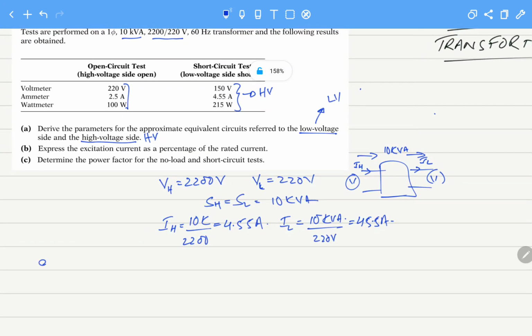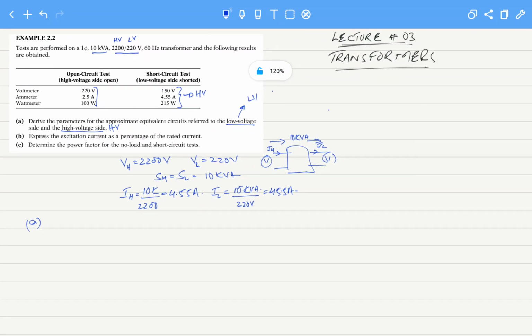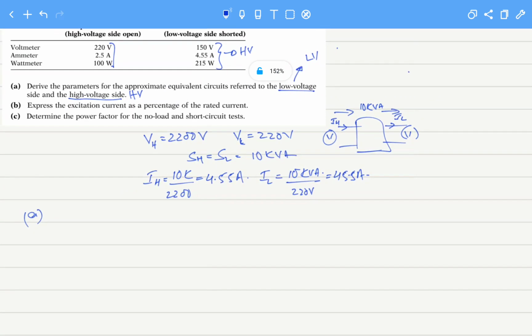Now let's look at part A. In part A, we have to calculate the approximate equivalent circuit referred to the low voltage side and to the high voltage side. As I was explaining previously, let's try and make two circuits here.